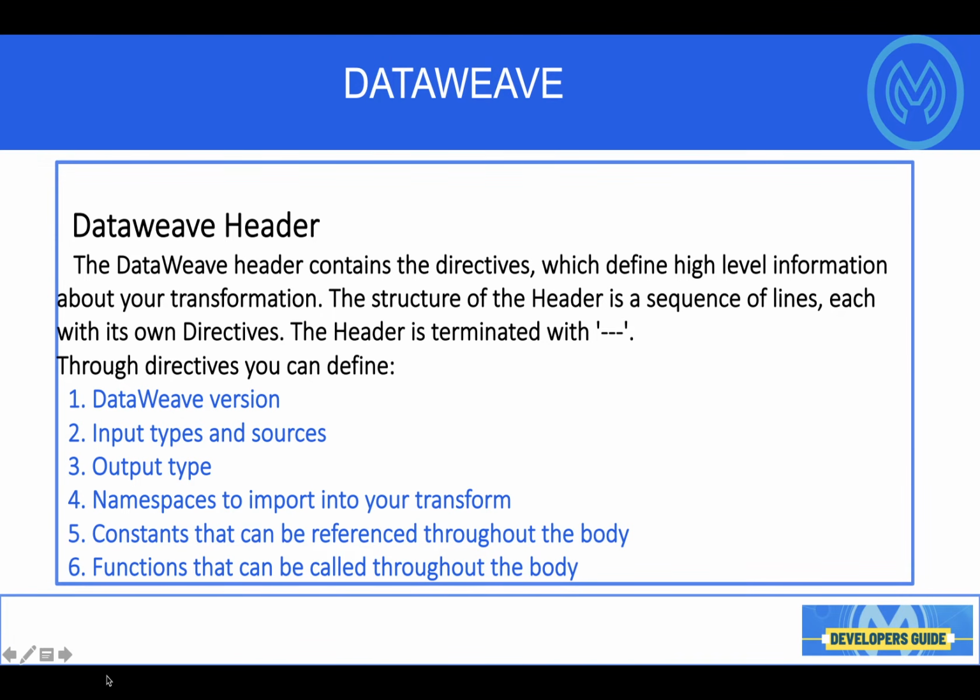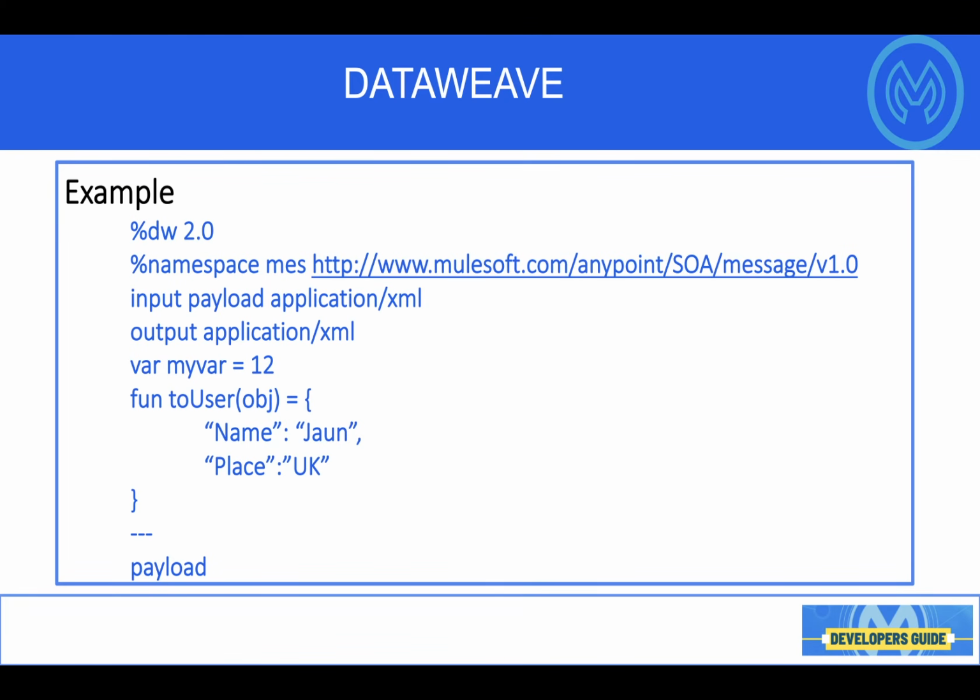Then namespace. Many times we need to define a namespace. Generally, whenever we deal with an XML payload, at that time we need to define a namespace. And for that we have a syntax. This syntax should be only ns, it should not be like this. So in namespace the syntax will be only ns, then the namespace name, and then you define the namespace URL.